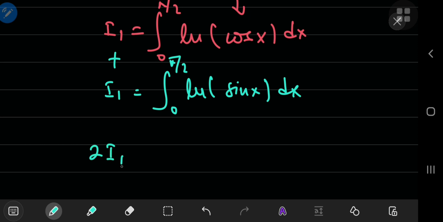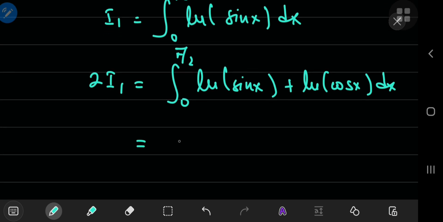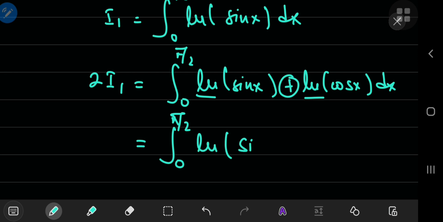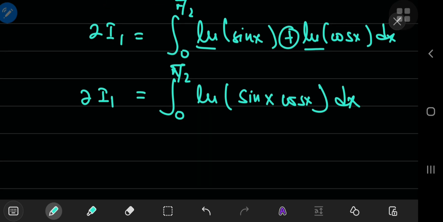So we have twice of I1 being equal to the integral from 0 to pi by 2 of the natural log of sine x, and we can combine the two integrals, of course. So we can add up the natural log of sine x and the natural log of the cosine x, and we're integrating with respect to x. Now we can make use of some handy properties of the natural logarithm function. So replacing these two separate logarithms by one single logarithm means that you replace the addition by a multiplication of the two arguments.